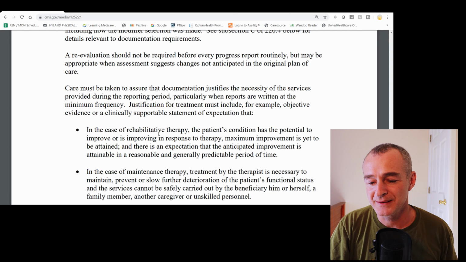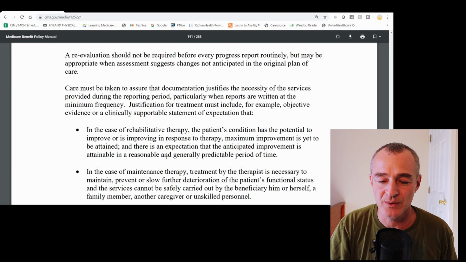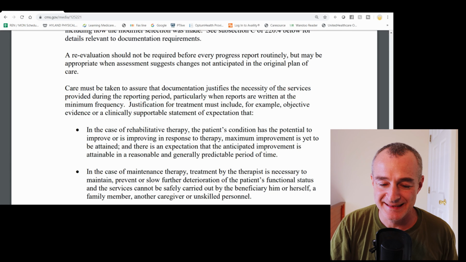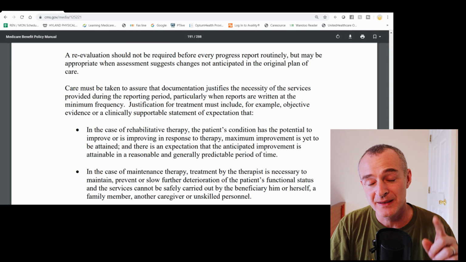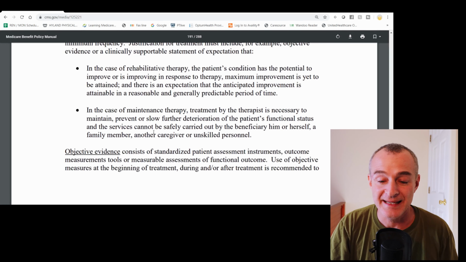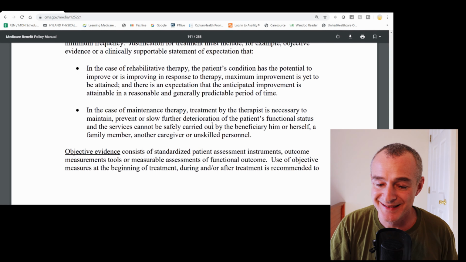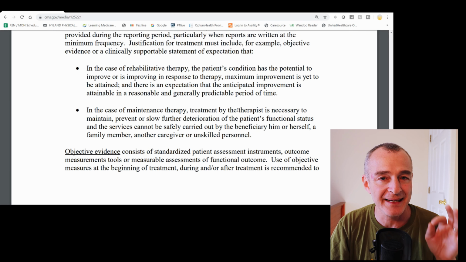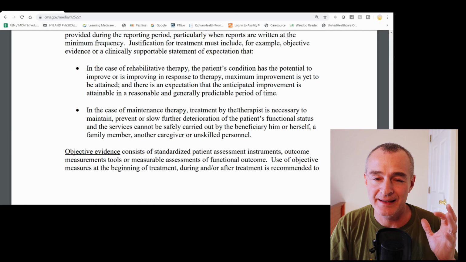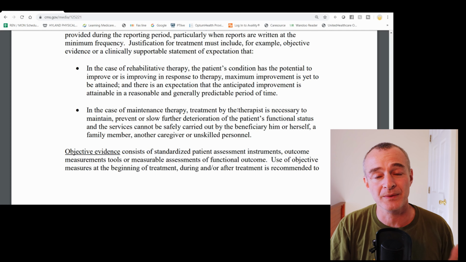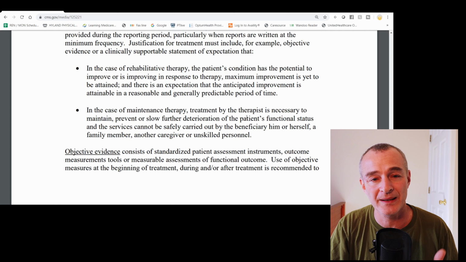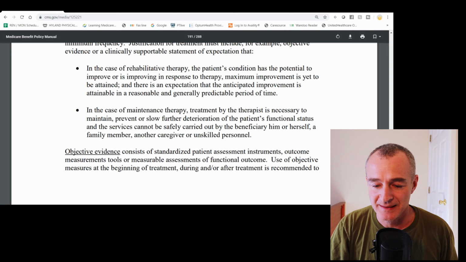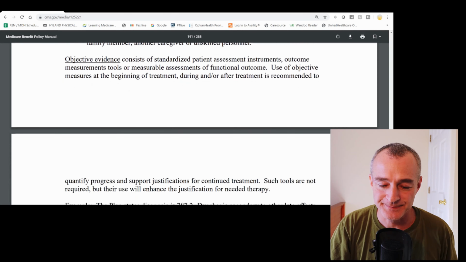So in the case of rehabilitative therapy, the patient's condition has the potential to improve or is improving in response to therapy. You want to indicate that maximum improvement is yet to be attained. Guys, keep watching because I'm going to show you their example here in a second. In the case of maintenance therapy, treatment by a therapist is necessary to maintain, prevent, or slow the deterioration. But remember, it's treatment by a therapist. There's a lot that somebody can do that doesn't require the skills of a therapist in a maintenance program that's not billable and open to self-pay. Obviously, we need some objective evidence, standardized patient assessments.